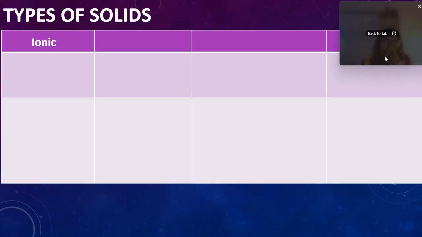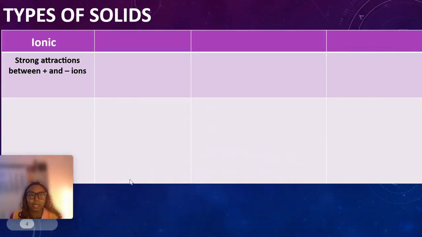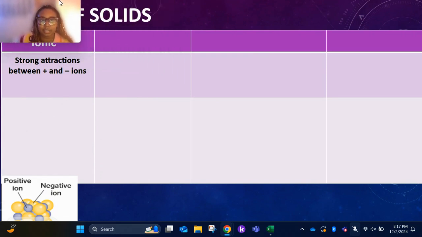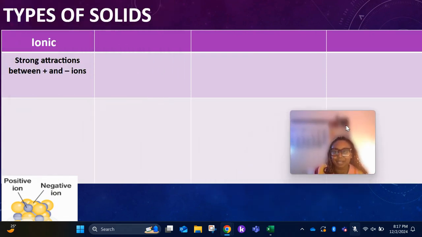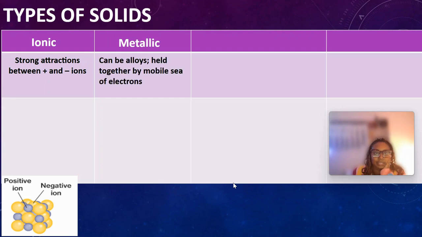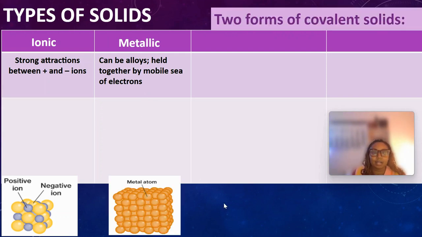All right, so types of solids. You've got ionic solids. They have strong attractions between positive and negative ions. Metallic solids can be alloys, held together by a mobile sea of electrons. So you guys remember this, right?